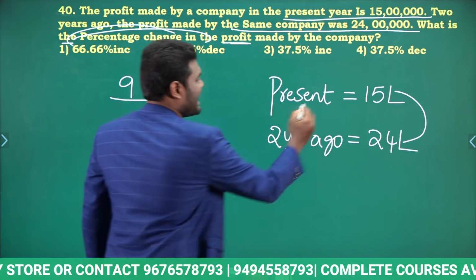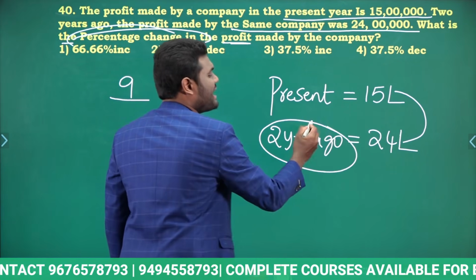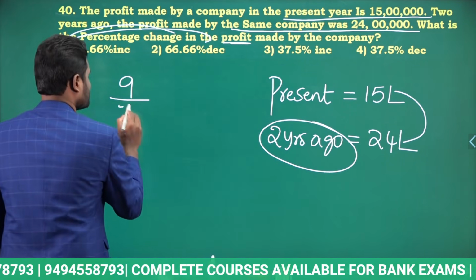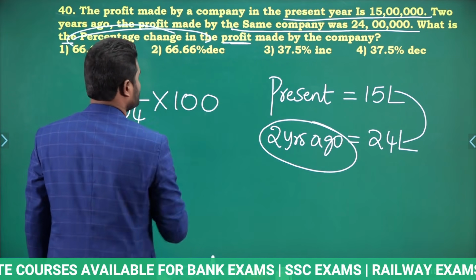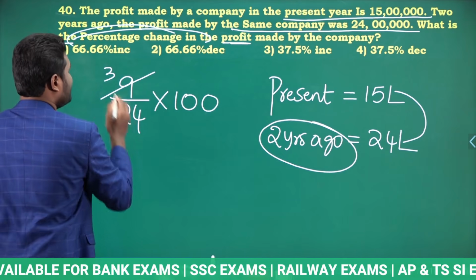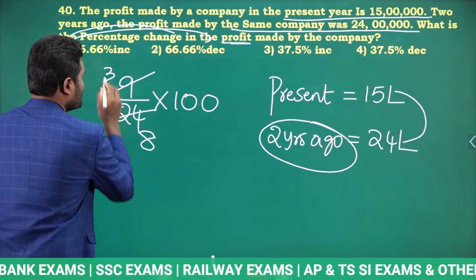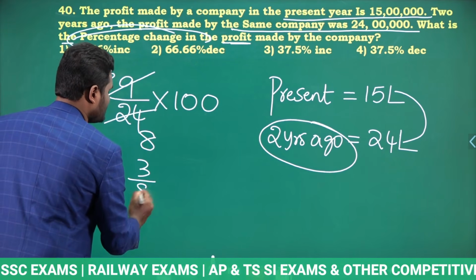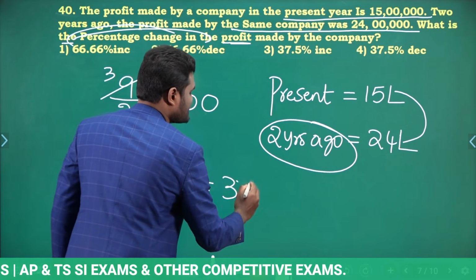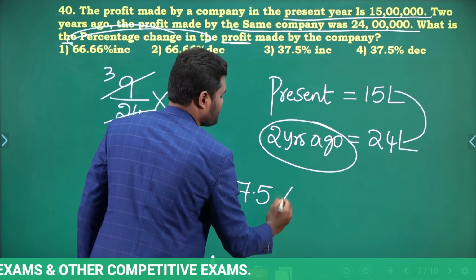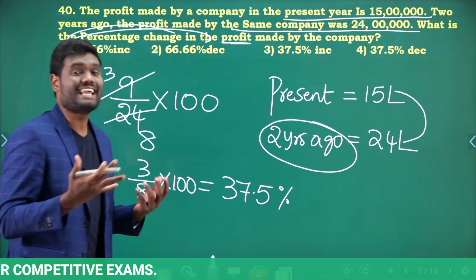So previous means now this is present, now this is like past. Past is like 24 lakhs. So divide by 24 into 100. Yes or no? So 3 cancels here 3 times, 3 cancels here 8 times. So 3 by 8. So 3 by 8 into 100. 3 by 8 is nothing but 37.5%.